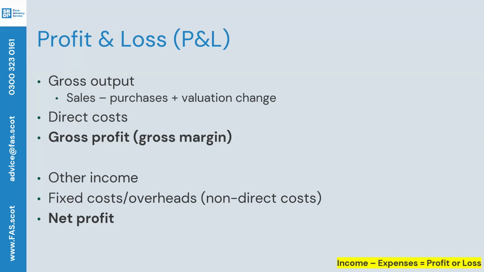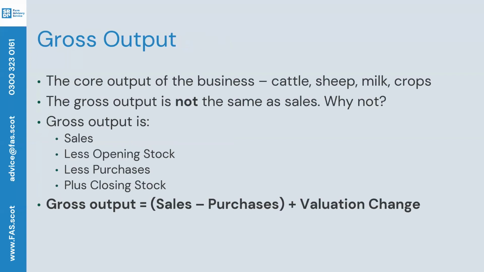So if we take gross output then and look at that in a bit more detail. Gross output is the core output of your business. So as I said, that could be your livestock sales, live weight or dead weight. It could be milk. It could be your crops, your straw, whatever it is that you're producing. We're looking at what your output is. And your gross output is not the same as your sales. So we don't buy and sell everything in 1 year. That's not how it works.